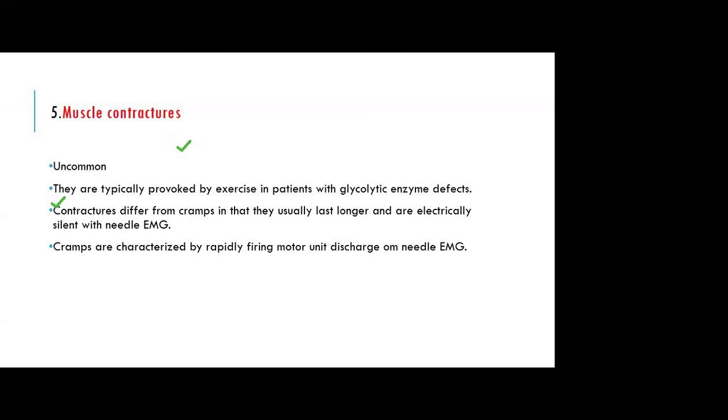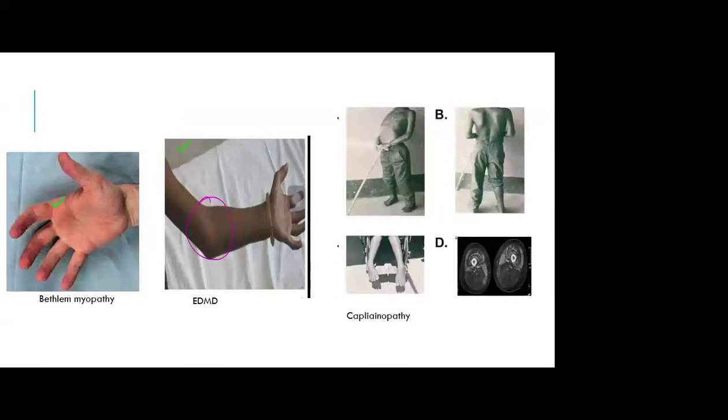Muscle contractures. This is uncommon, but there are certain muscle disorders where contractures are known. They are typically provoked by exercise in patients with glycolytic enzyme defects. Contractures differ from cramps in that they usually last longer and are electrically silent on needle EMG. Cramps are characterized by rapidly firing motor unit discharges on needle EMG. This is the hand contracture, which is there in Bethlem myopathy.